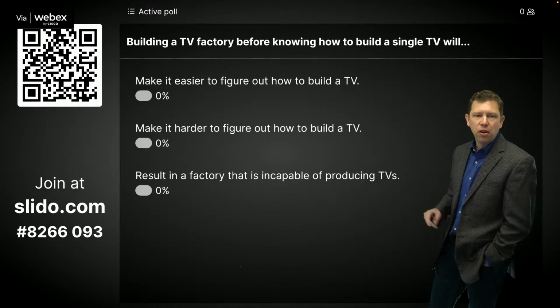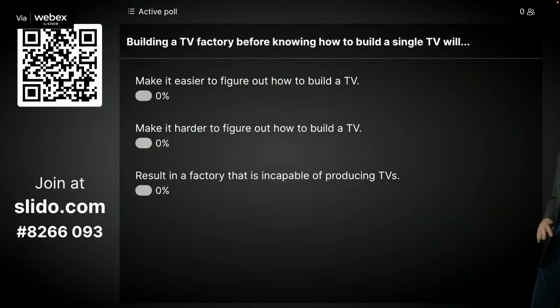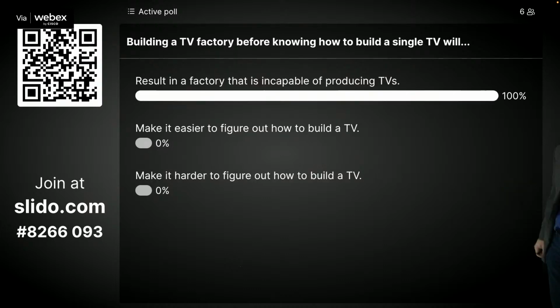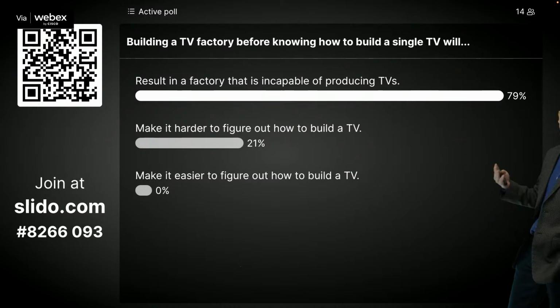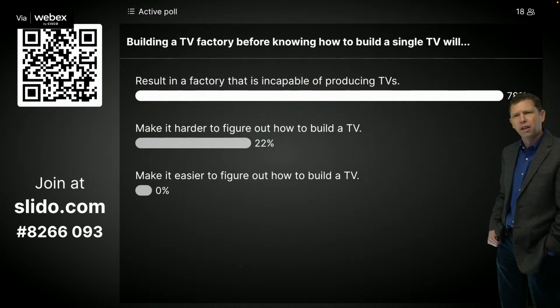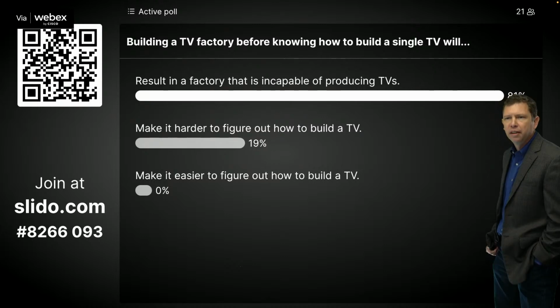So building a TV factory before knowing how to build a single TV, what will be the results? Will it make it easier to figure out how to build a TV? Will it make it harder to figure out how to build a TV? Or will it result in a factory that's incapable of producing TVs? And there's no necessarily right answer. This is just your opinion. What do you think it most does? Probably multiple answers. I don't know if I set this up for multiple answers or not.